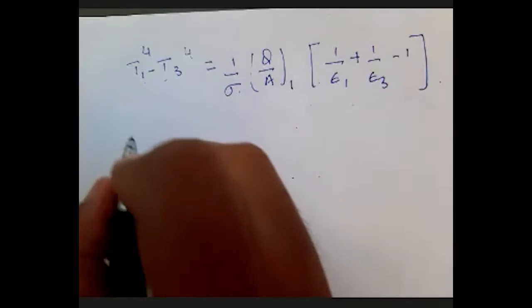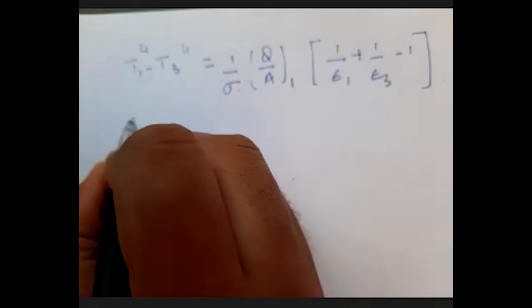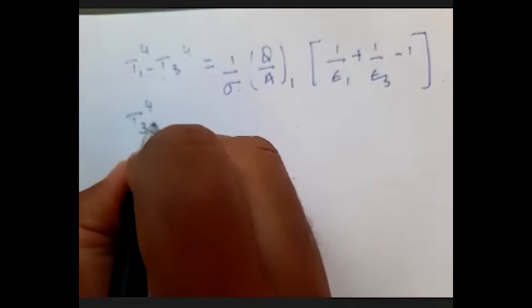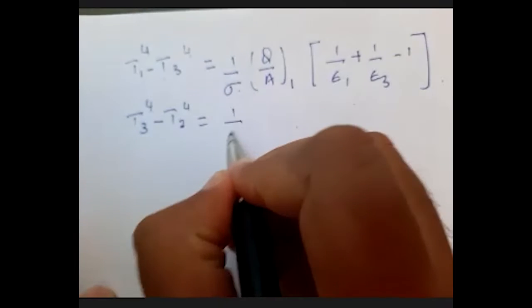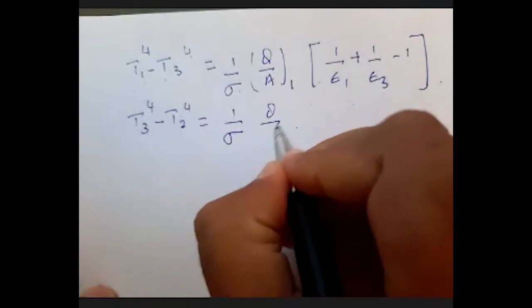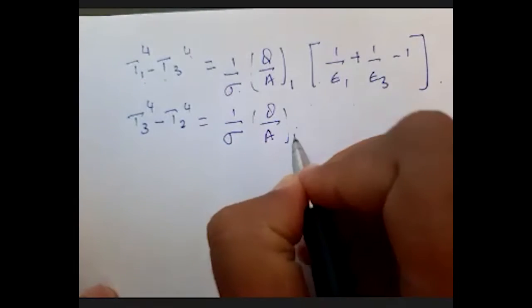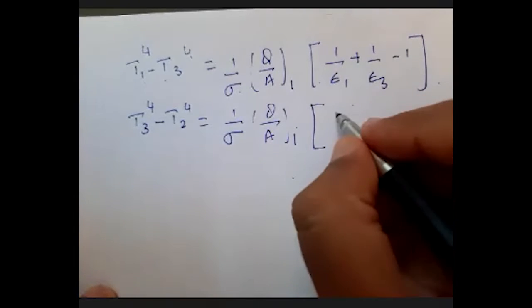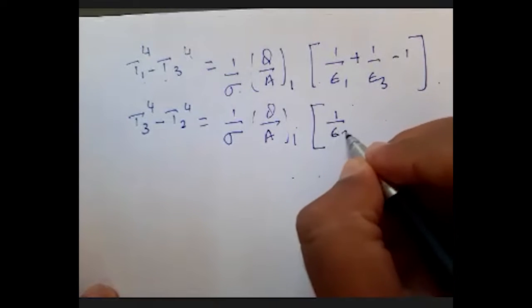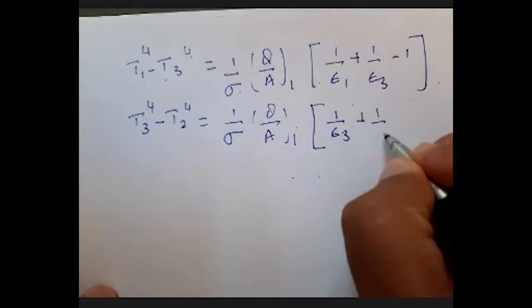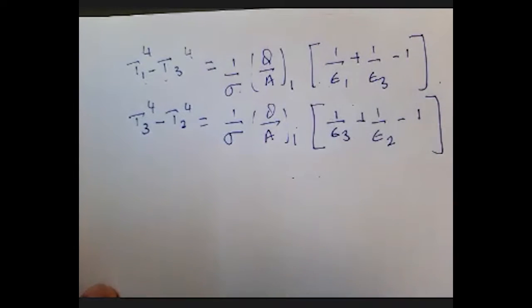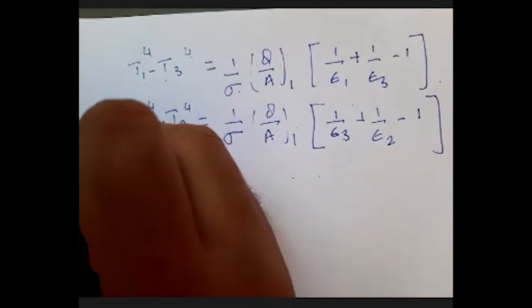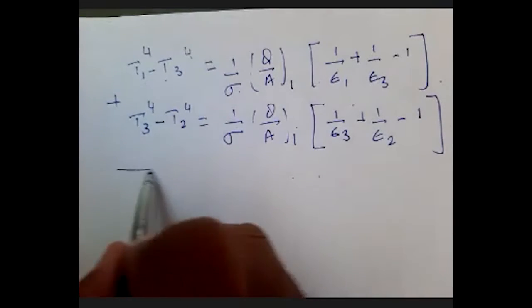On a similar background, the next equation will be T3 raised to 4 minus T2 raised to 4 is equal to 1 upon sigma, Q by A of 1, into the bracket (1 upon emissivity 3 plus 1 upon emissivity 2 minus 1). Now I have two equations. I'm going to add these two equations.